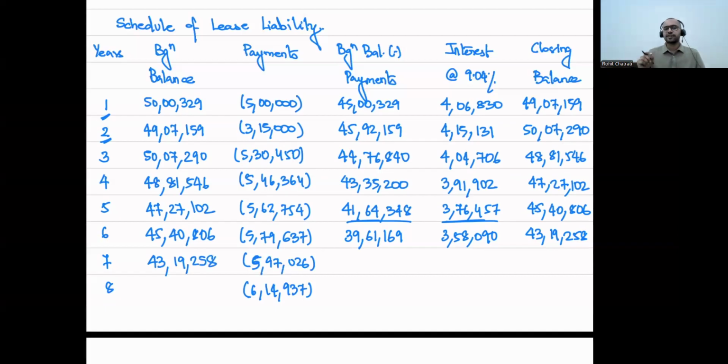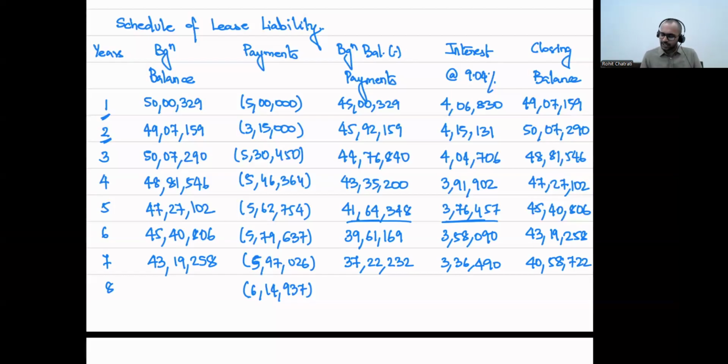So at the beginning of year 7, we had a borrowing or an outstanding principal of 43,19,258. Of that, we are making a payment of 5,97,026, which brings the principal down to 37,22,232. Now, on this principal, we have an interest of 9.04 percentage, which brings the amount to 3,36,490, and therefore the closing balance of the principal is equal to 40,58,722.